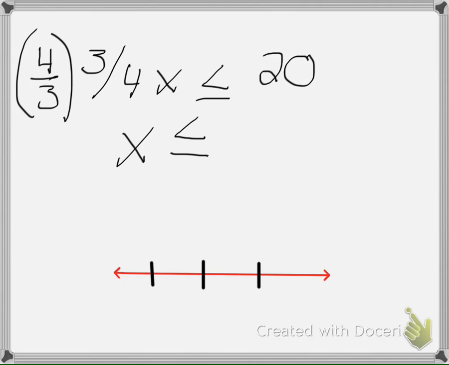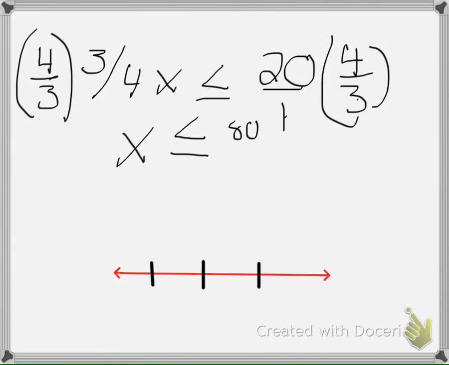Bring your sign down. I have to multiply by 4/3 over here. I'm going to put a 1 under here, so I can do top times top. 20 times 4 is 80. And bottom times bottom, 1 times 3 is 3. Now I have to divide.